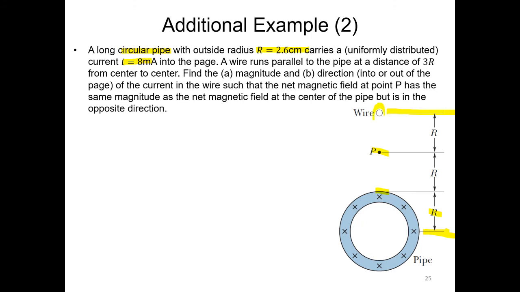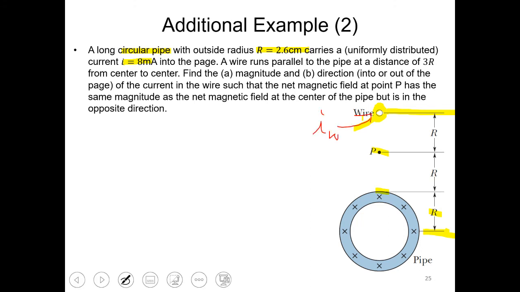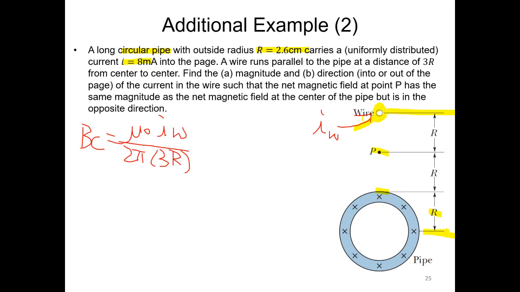So we need to determine the current here. So first of all, suppose the current for this part is IW. So BC would be mu zero IW over 2 pi times 3R, because we need to calculate it such that the magnetic field at P has the same magnitude as the net magnetic field at the center of the pipe. So BC is here.